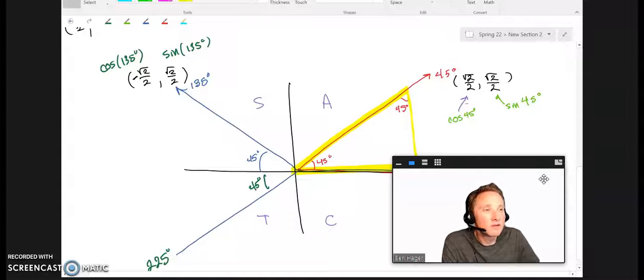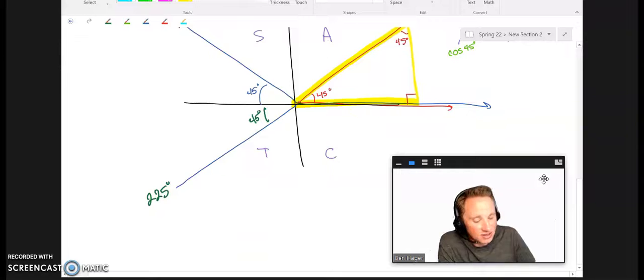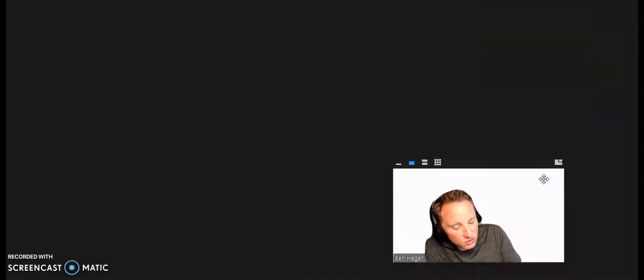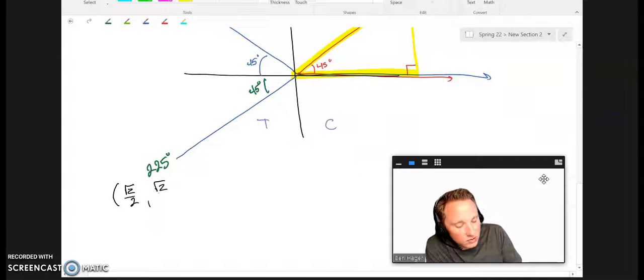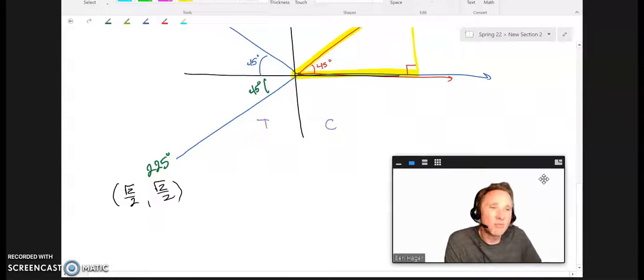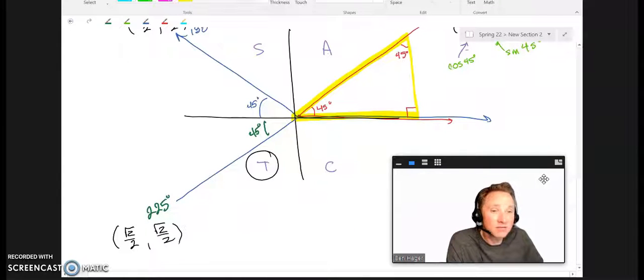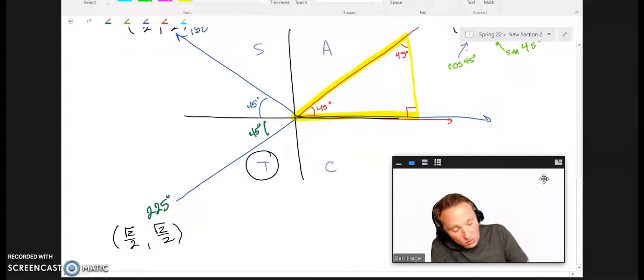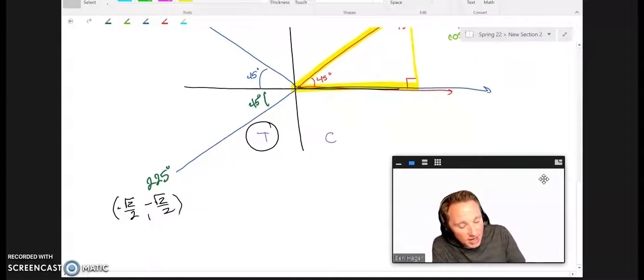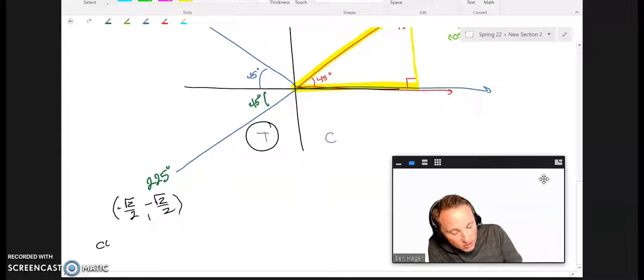So for a 45 degree reference angle, your cosine is root 2 over 2, and so is your sine. So down here, this is guaranteed to be root 2 over 2 and root 2 over 2. I just have to determine, are they positive or negative? Now I'm in quadrant 3, where all students take calculus. That means tangent will be positive, but everyone else is negative. So my cosine and sine values should be negative. We just easily found cosine of 225 and sine of 225.